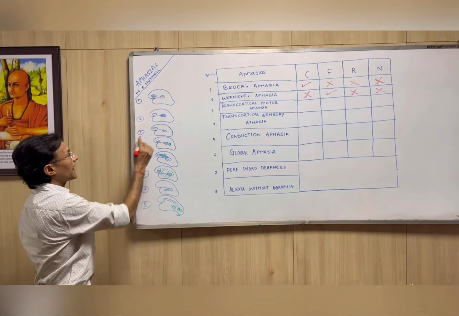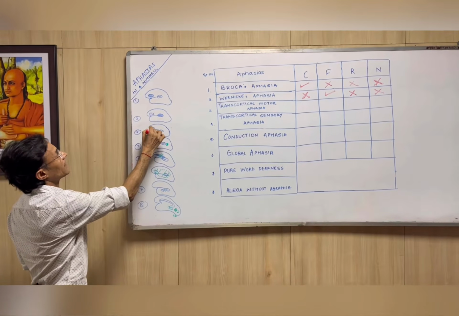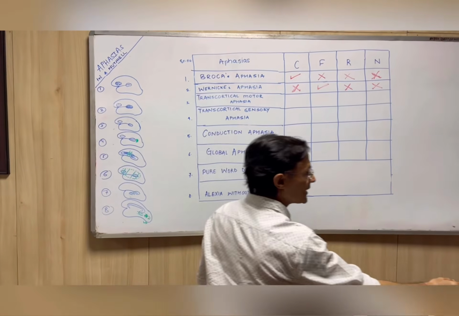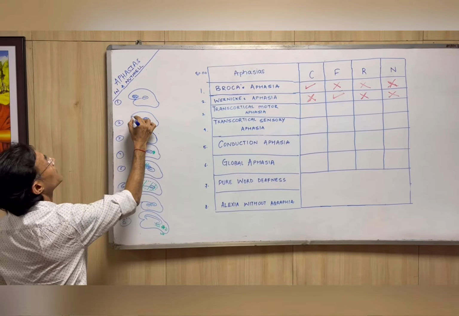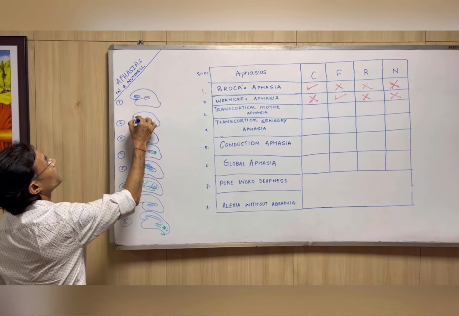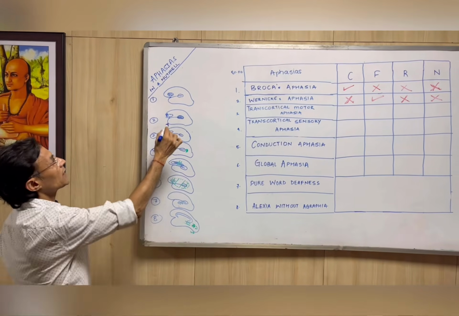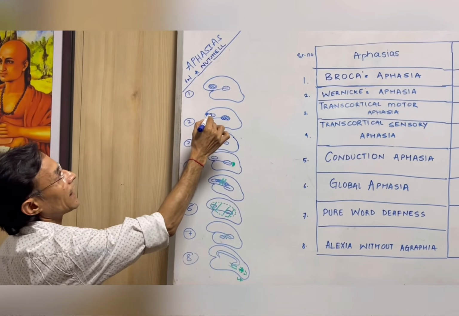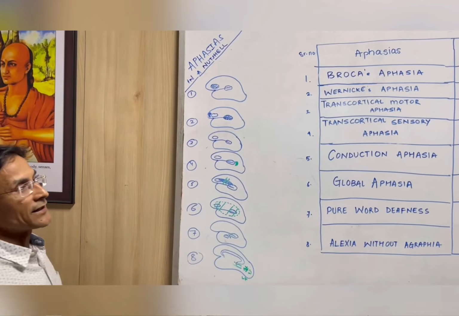In the third diagram, if you see, I have drawn this green area. This is the area where I had drawn the lesion, just in front of the Broca's area. This area is damaged. That is the association cortex which is associated with Broca's area. Broca's area is spared, but the area in front of the Broca's area is damaged.